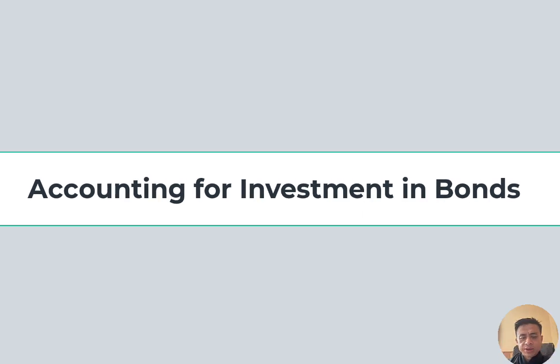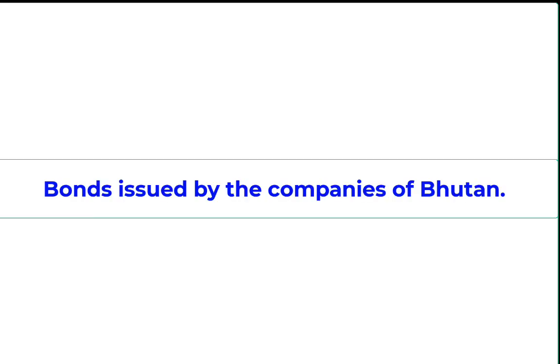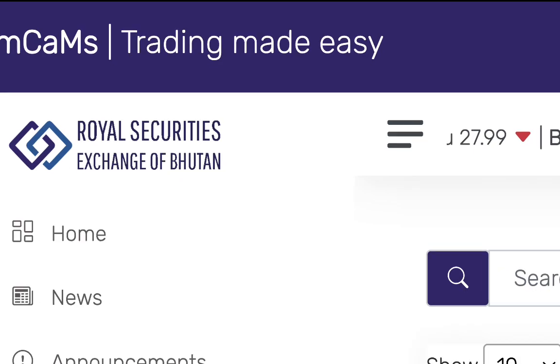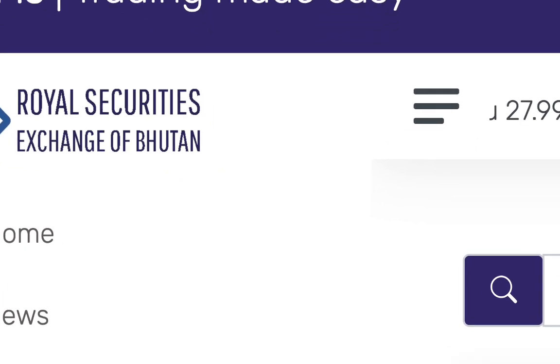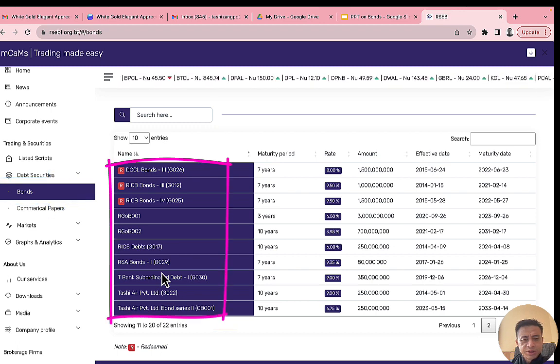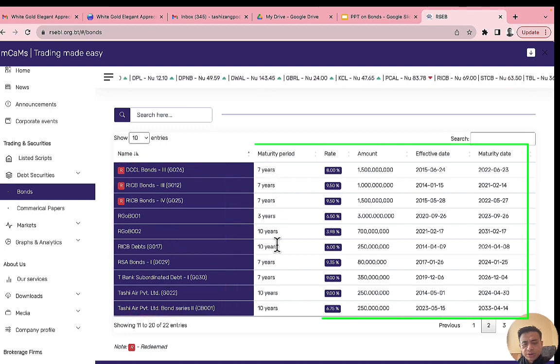Before I take you through the accounting for investment in bonds, let's see some of the bonds issued by companies of Bhutan as well as the Royal Government of Bhutan in our stock exchange, that's the Royal Security Exchange of Bhutan. Under bonds, these are the trading securities. There are numerous bonds issued by the companies as well as the Royal Government of Bhutan. You will see the maturity period, rates, amount, effective date, maturity date, and so on.